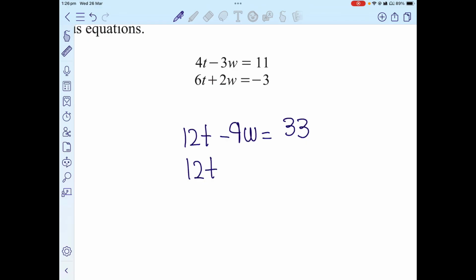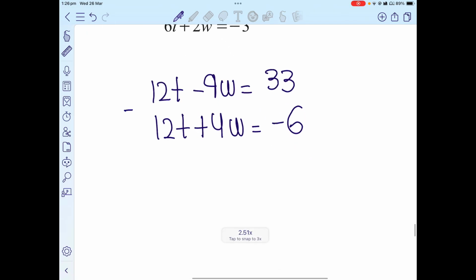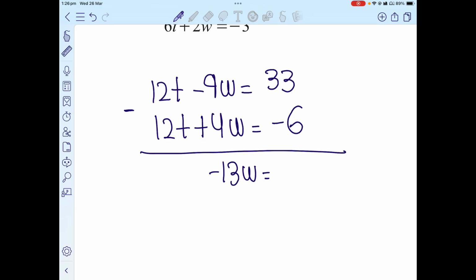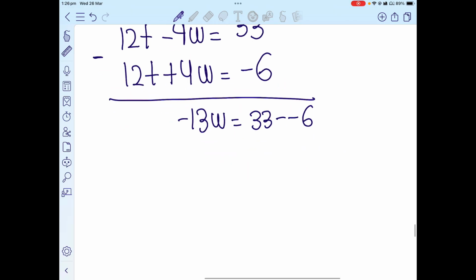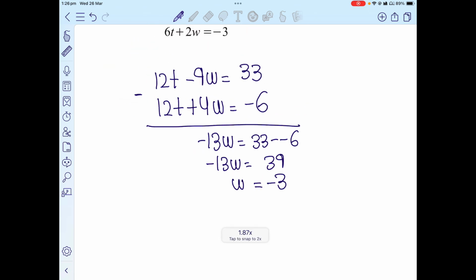On the other hand, what do I need to multiply 6t by to get 12t? 2. So 2w also needs to be multiplied by 2. That will be 4w. And negative 3 also needs to be multiplied by 2, which is negative 6. Now when I subtract this, 12t minus 12t is 0. Negative 9 minus 4 is negative 13w, which equals 33 minus 6, so negative 13w equals 39. So w would be negative 3. I've got the value of w.